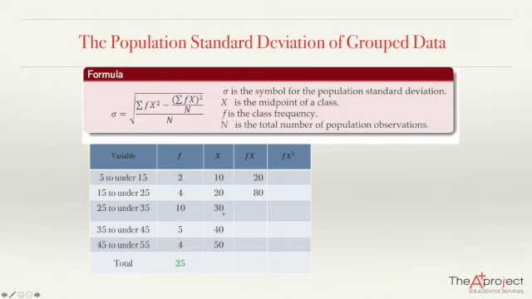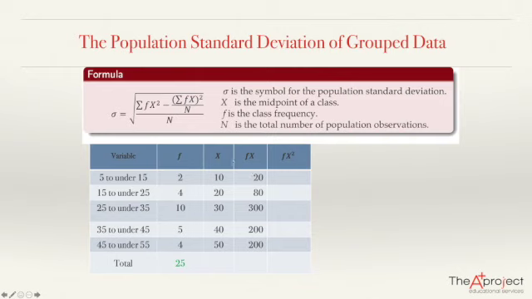10 times 30, this is 300. I'm going to type 300 here. 5 times 40 is 200. I'm going to type 200 here. And then 4 times 50 is again 200. I'm going to type the 200 here.